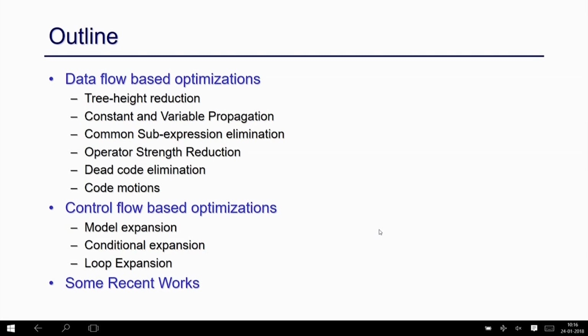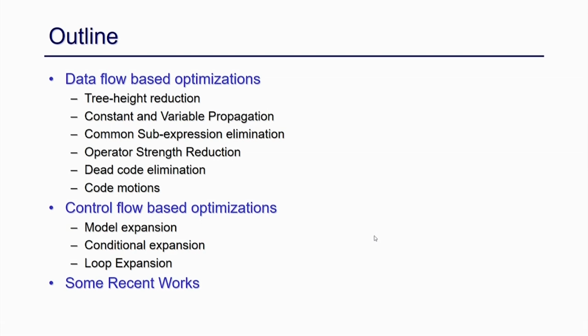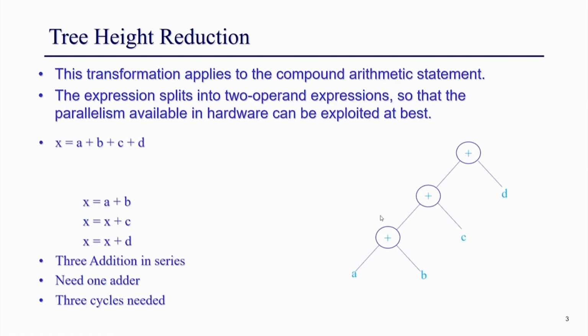Okay. So, we will start with data flow based optimization, specifically tree height reduction. If you remember, when we started discussing high level synthesis, in the pre-processing step, whenever there is a big arithmetic expression, we try to split this expression into small three address operations, right. That is what we already discussed during the high level synthesis discussions.